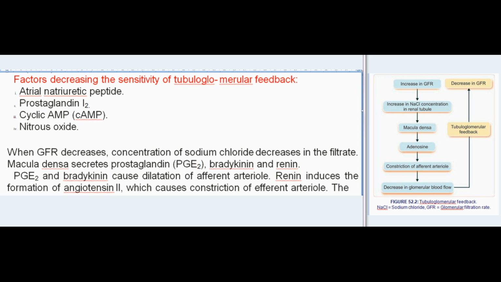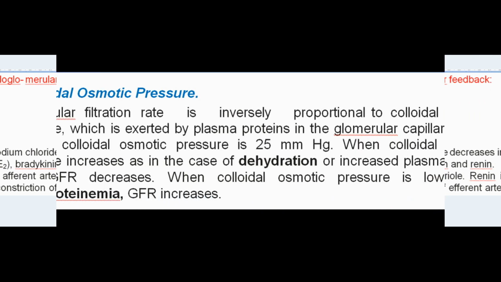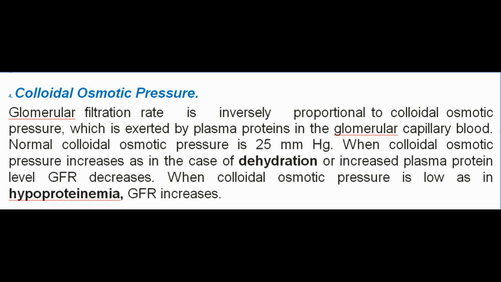When GFR decreases, the concentration of sodium chloride decreases in the filtrate. Macula densa secretes prostaglandin PGE2, bradykinin and renin. PGE2 and bradykinin cause dilatation of the afferent arteriole. Renin induces the formation of angiotensin II, which causes constriction of the efferent arteriole. The dilatation of the afferent arteriole and constriction of the efferent arteriole lead to an increase in glomerular blood flow and GFR.